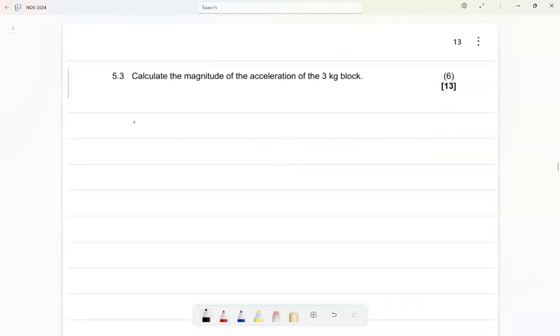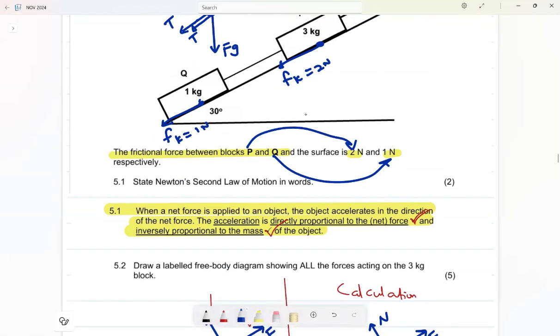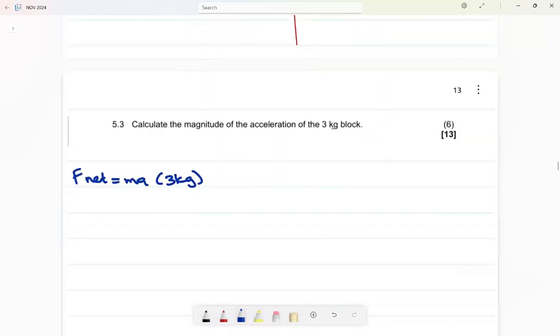Then they say calculate the magnitude of the acceleration on the block, on the 3 kg block, sorry. Okay, on the 3 kg block. So what can I do? What can I do in this case? What I can do, I can say, okay, let me apply F net is equal to MA. F net is equal to MA. Let me apply this for the 3 kilogram block. All right. So what am I looking for? Calculate the magnitude of the acceleration.